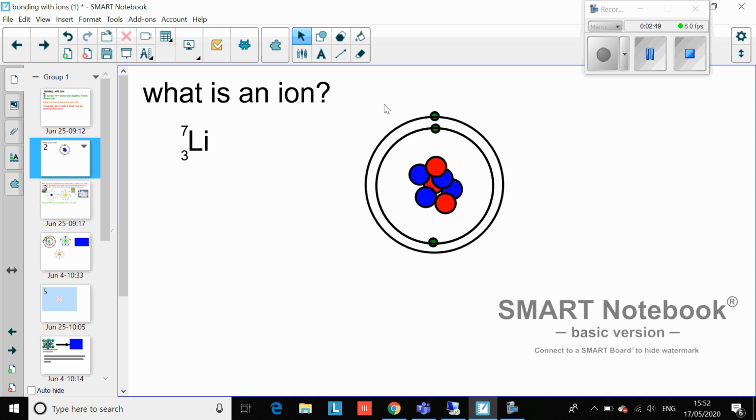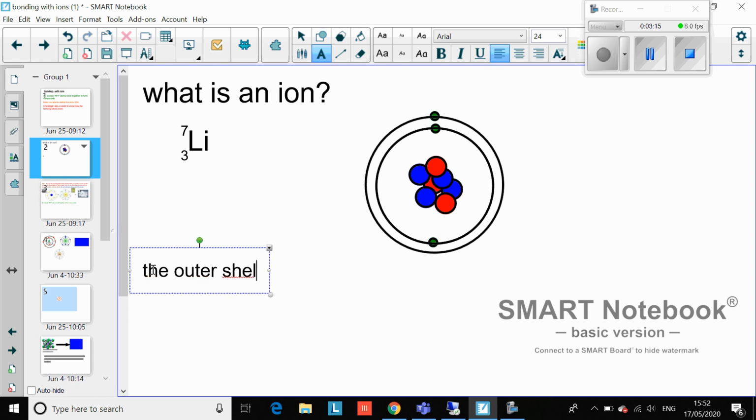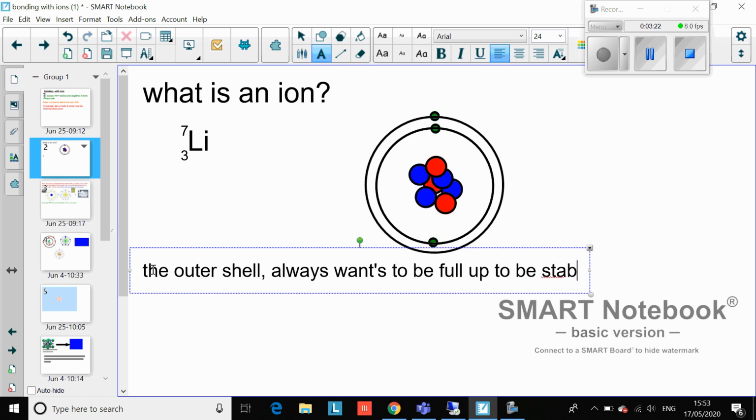But some of you might have started to see a little bit of a problem with this. Now there is a golden rule, and the golden rule is this: the outer shell always wants to be filled up in order for it to be stable. So essentially, we'll just write that in because that's actually a really important point. The outer shell always wants to be full up to be stable.